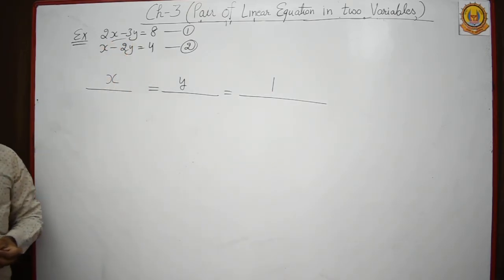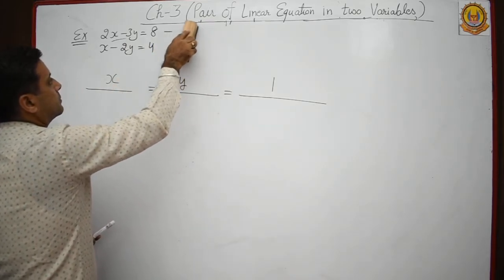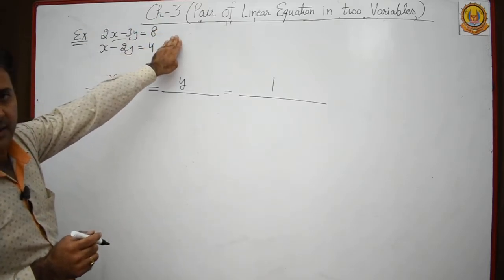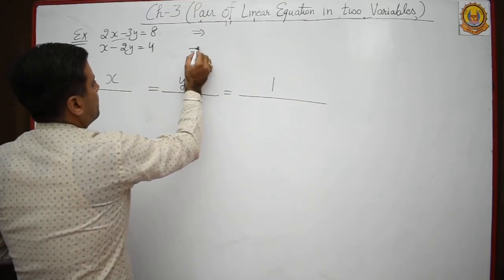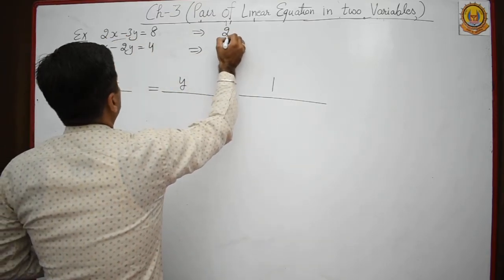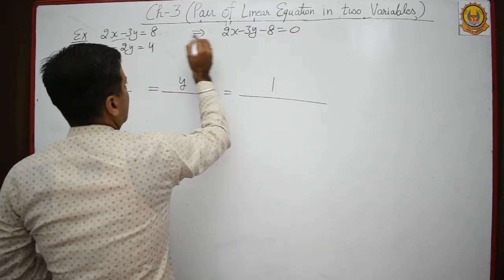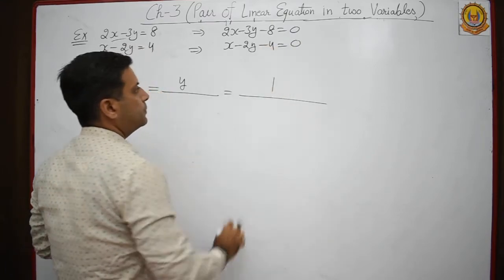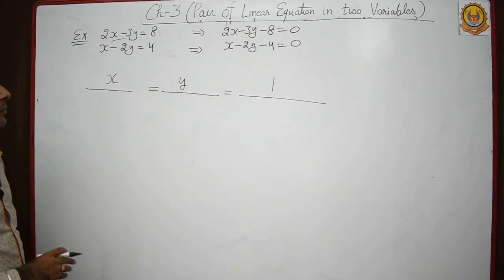And one more thing you have to do. Firstly take all the 3 terms on one side. Here the constant term is on the right hand side, right? So take these terms to the left hand side. So now it will become 2x minus 3y minus 8 is equal to 0, and here x minus 2y minus 4 is equal to 0, like this. Now do like this, and now I am putting in the values.